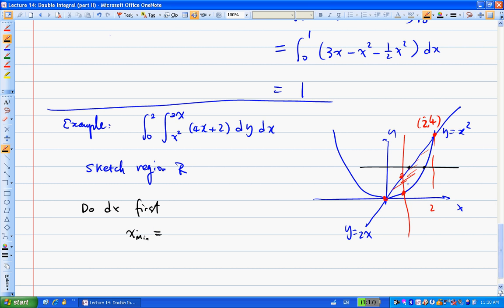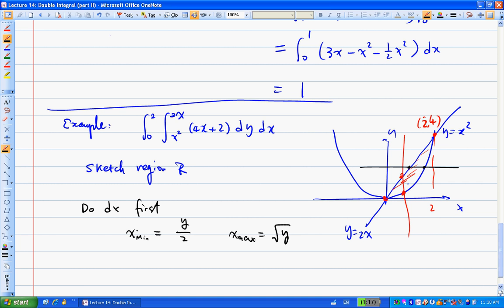Right, what's x min? That's right, y over 2. First contact is this line here, so x equals y over 2. Then x max, how about x max? It's this curve, which is basically x equals, that's right, square root of y. Not negative, positive.